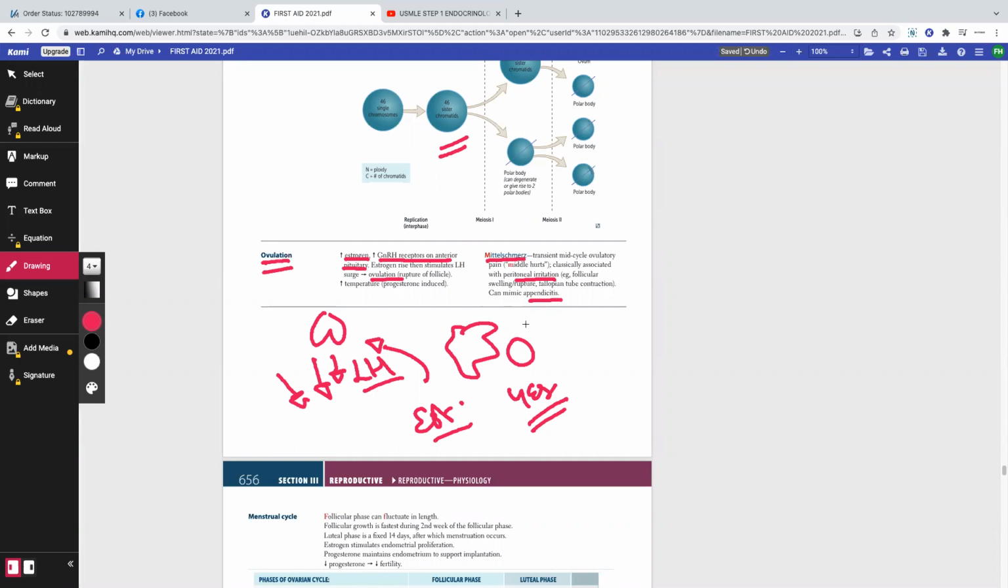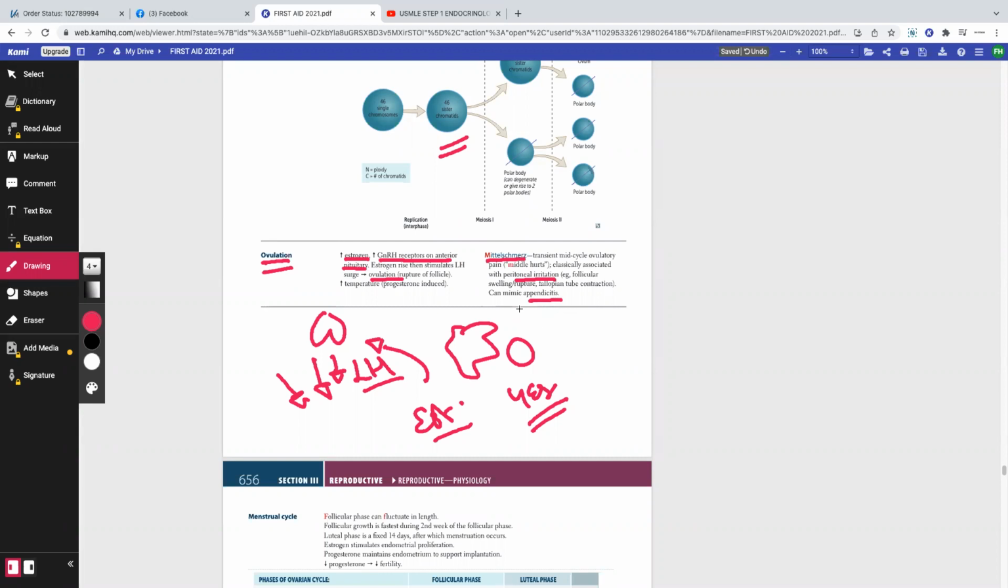So this is completely normal. We usually manage this with pain medications and everything else. But it's important that we differentiate Mittelschmerz's disease from acute appendicitis. So how do we do this? We can do this based on clinical features, ultrasonogram findings, or imaging.